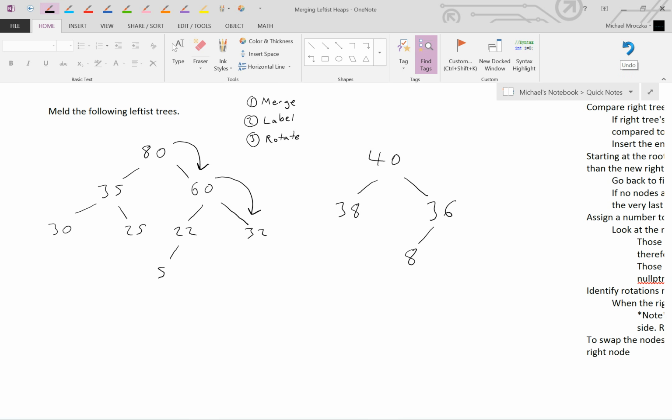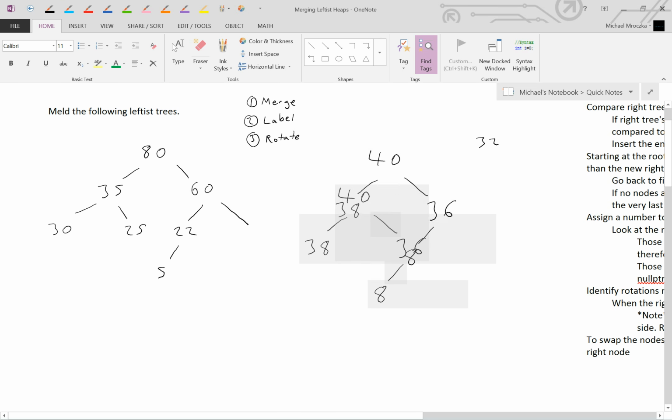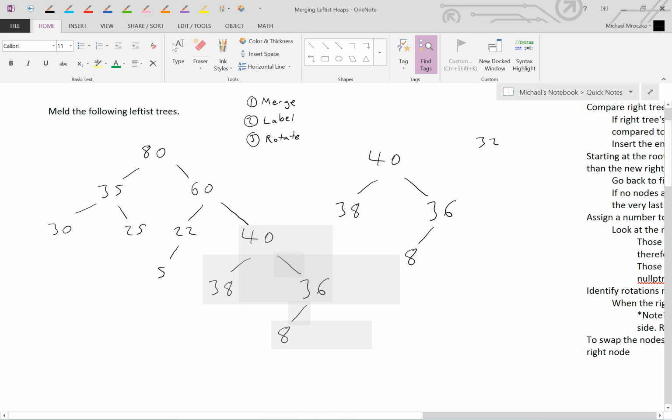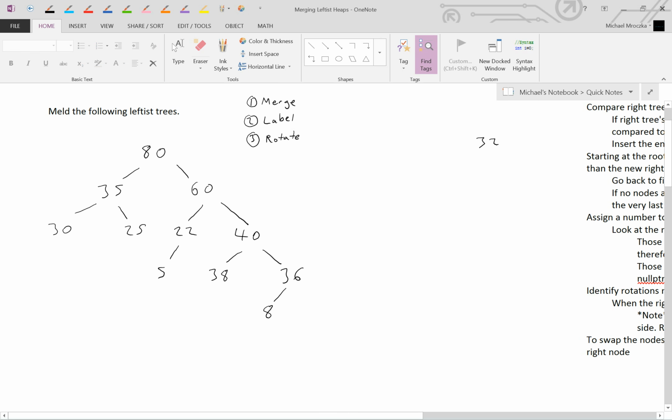Okay, so basically, we're going to march down. We're going to say, is 60 greater than 40? I'm sorry, is 60 smaller than 40? No. Is 32 smaller than 40? Yes, it is. So we pull out all of 32 and set it aside. And we stick the entire subtree of 40 right in here, just like this. Okay? So we've got 40 now stuck in here.